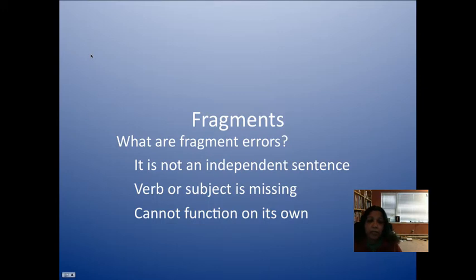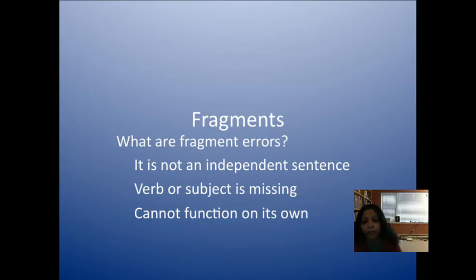Hello, this is in continuation of the sentence boundary errors. Last time you listened to a video on run-on errors. Remember I mentioned there were three types of sentence boundary errors. One of them is run-ons. The other one is fragment.